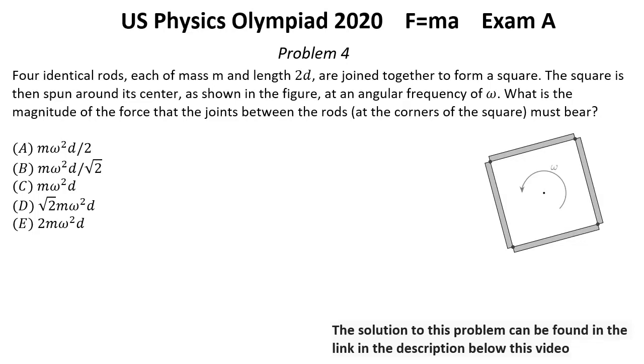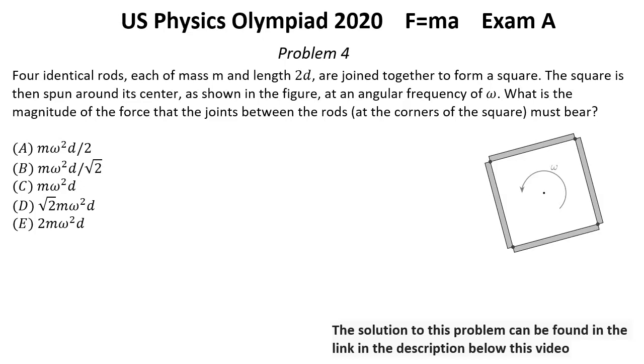Problem number 4. Four identical rods, each of mass m and length 2d, are joined together to form a square. The square is then spun around its center as shown in the figure at an angular frequency of omega. What is the magnitude of the force that the joints between the rods at the corners of the square must bear?